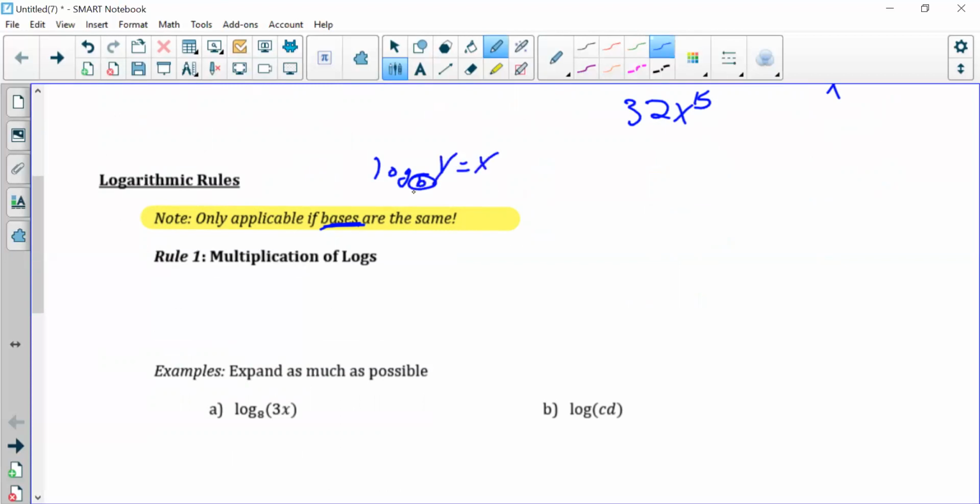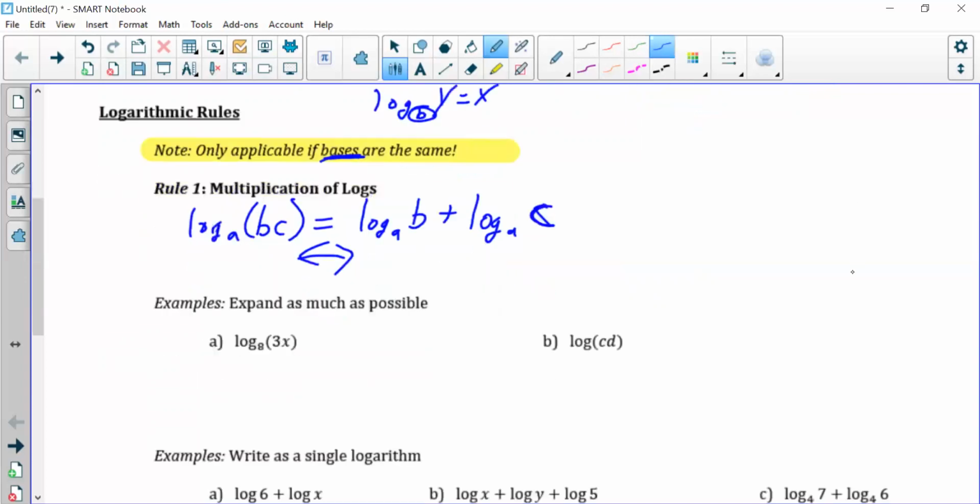All right, so multiplication of logs. Anytime you see the log base a of b times c, you can rewrite it, you can expand it as log base a of b plus log base a of c. And this works both ways. All right, so if you see log base a of b plus log base a of c, you can rewrite it as a log base a of bc. The conversion works both ways.